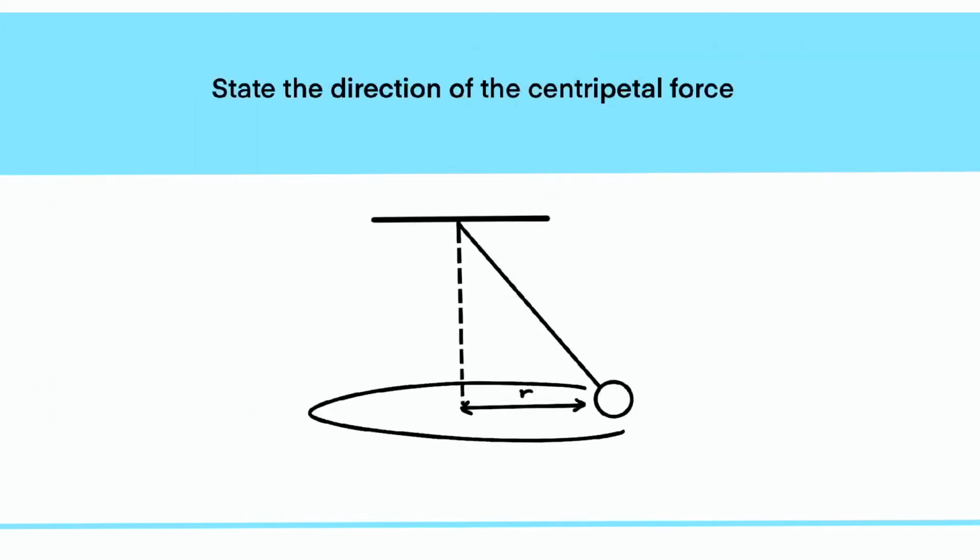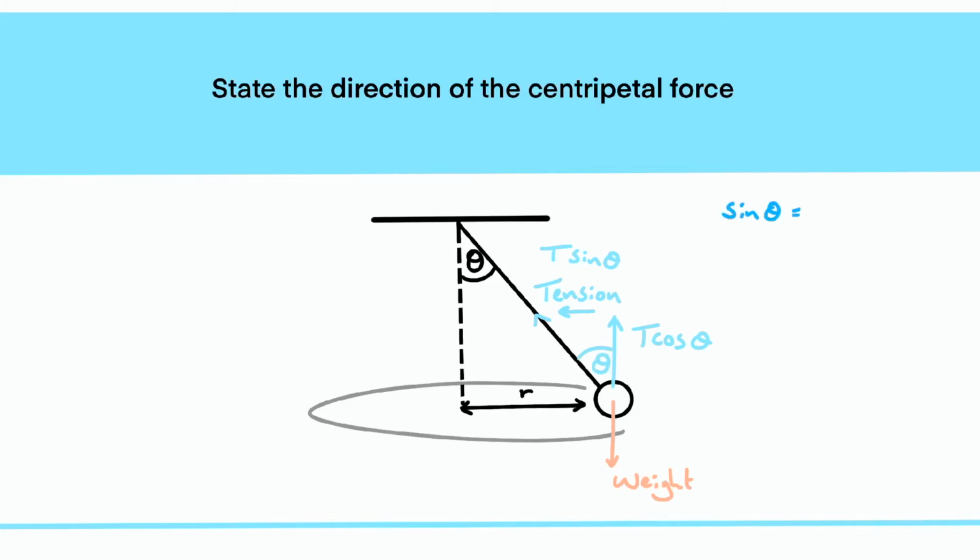The next part of the question asks us to state the direction of the centripetal force. In questions like these, it can be useful to think about all of the different forces acting on the system. So first we have the tension, which is acting along the length of the string, and we also have the weight of the ball, which is acting downwards. We can resolve the force of tension into its horizontal and vertical components using trig. The vertical component would be T cos theta, and the horizontal component would be T sine theta, as sine theta equals opposite over hypotenuse, and cos theta equals adjacent over hypotenuse.